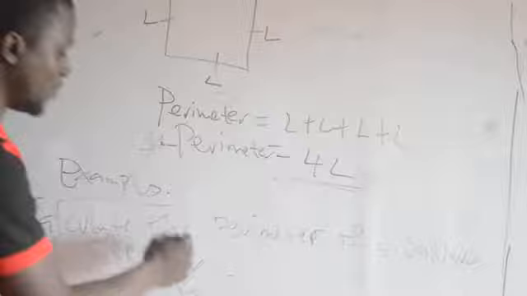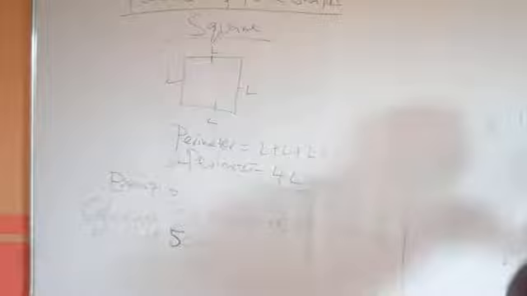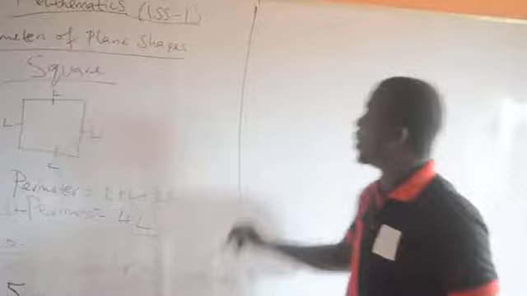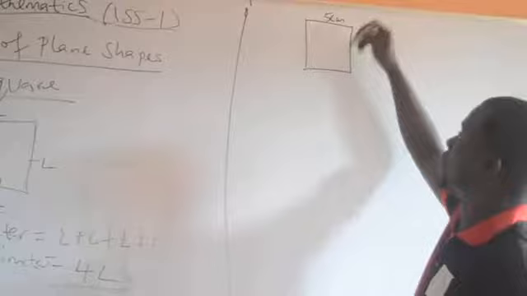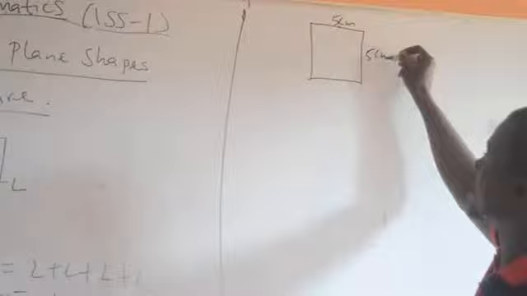In this question, we are asked to calculate the perimeter of a square. You must know the shape first. That should be your utmost concern before you go ahead to solve the question. What shape are we talking about here? It's a square. So we draw a square. It asks us to calculate the perimeter of a square whose side is 5 centimeters. So if here is 5 cm, this side is also 5 cm, because in a square all the sides are equal. No one is bigger than the other.